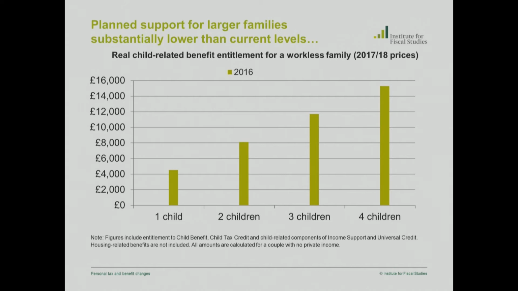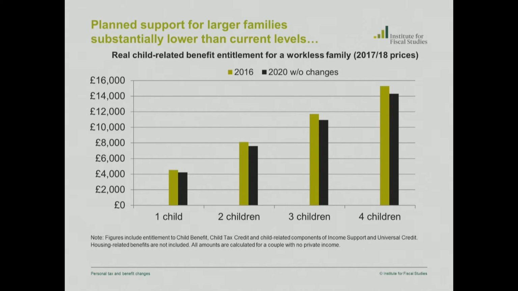Now if we roll the clock forward to 2020, the real terms entitlements with respect to each child would be lower even without the reforms I'm talking about, even for existing claimants, because of the government's benefit freeze. But when you bring in both the abolition of the family element and the restriction of the child element to the first 2 children, the picture looks like that. So you can see very significant reductions in the support that these large families out of work or low income in work will be receiving.